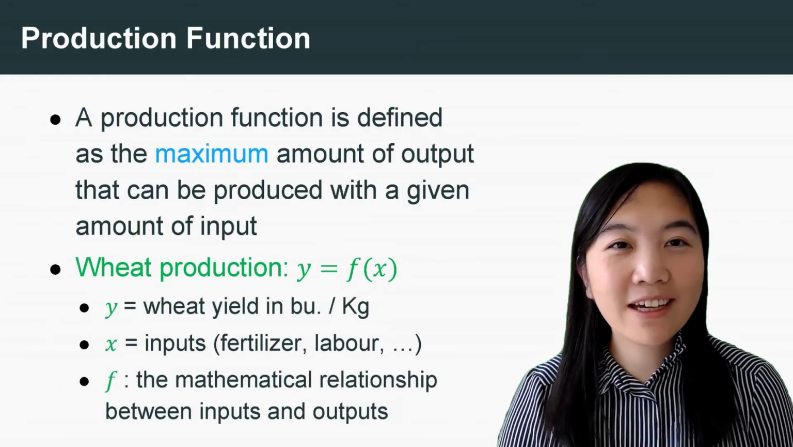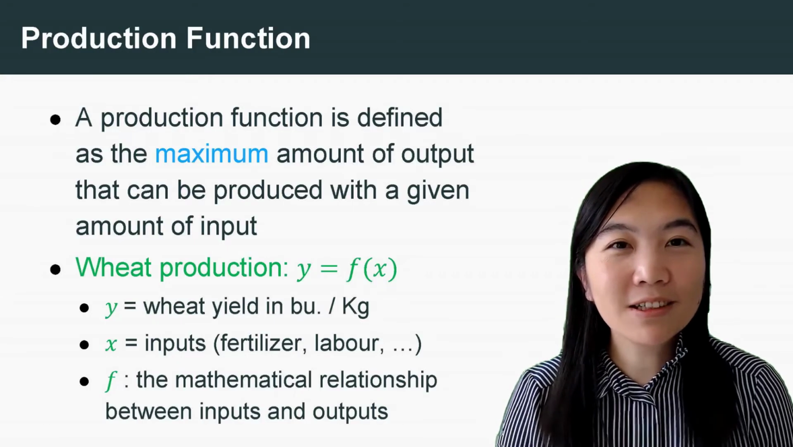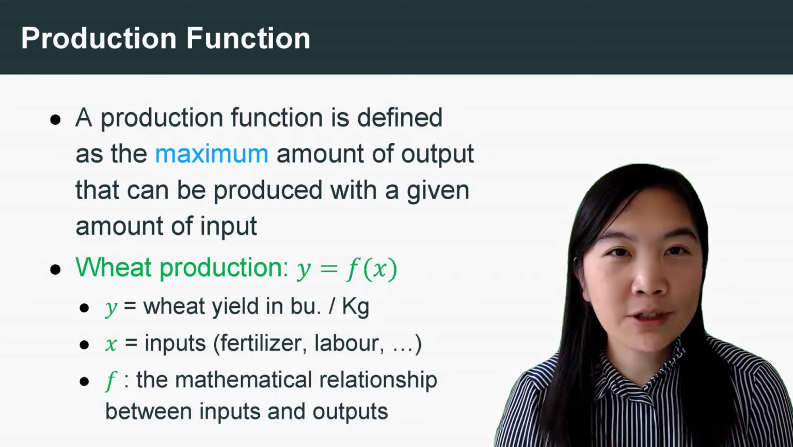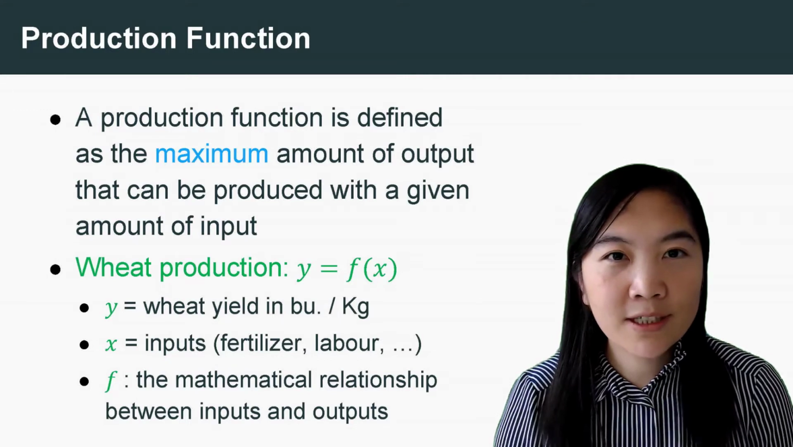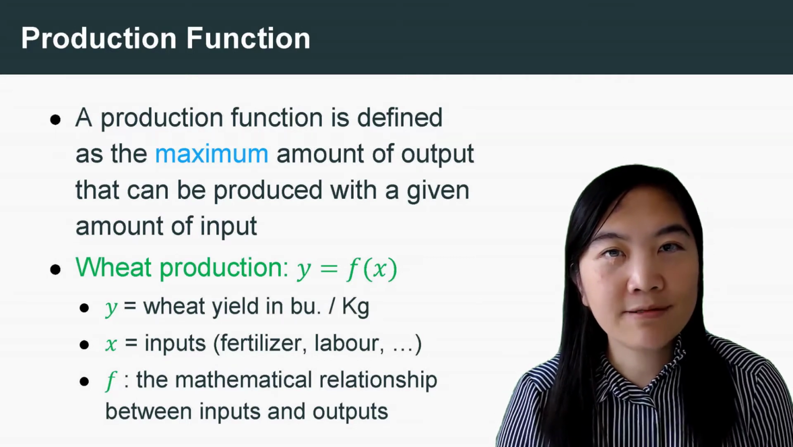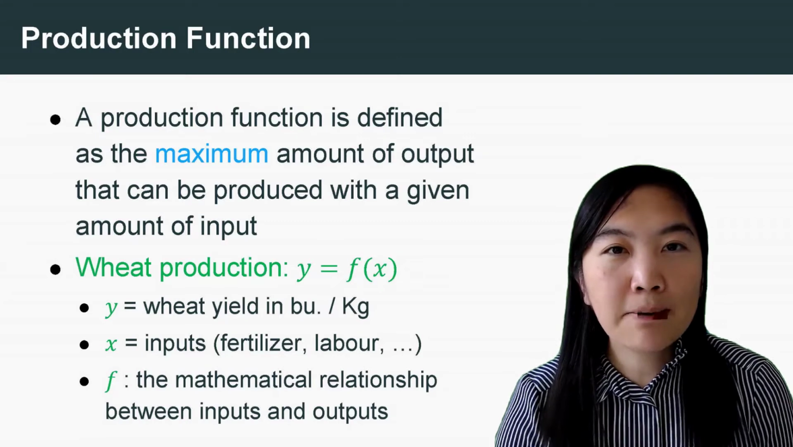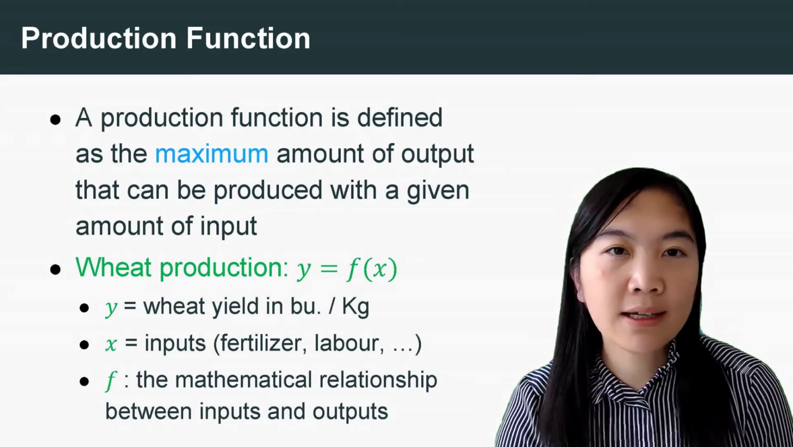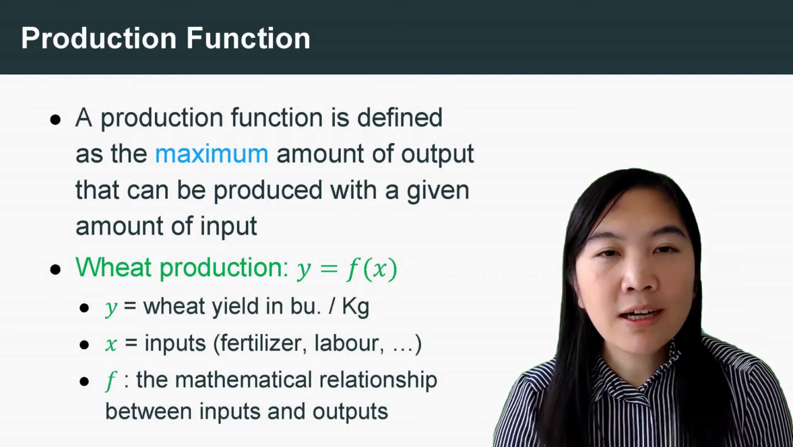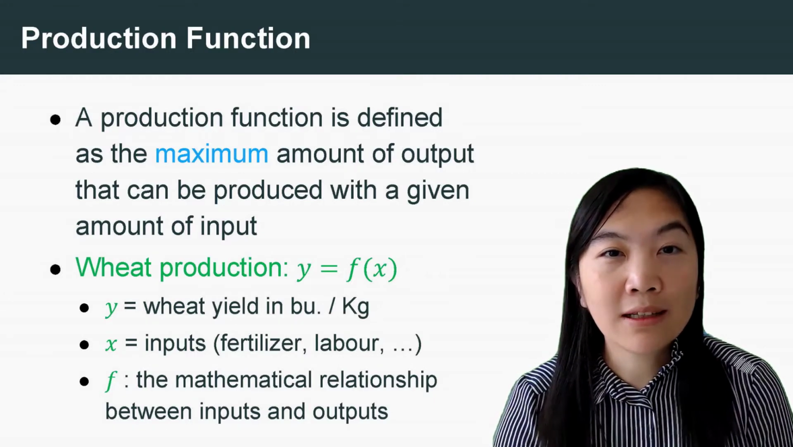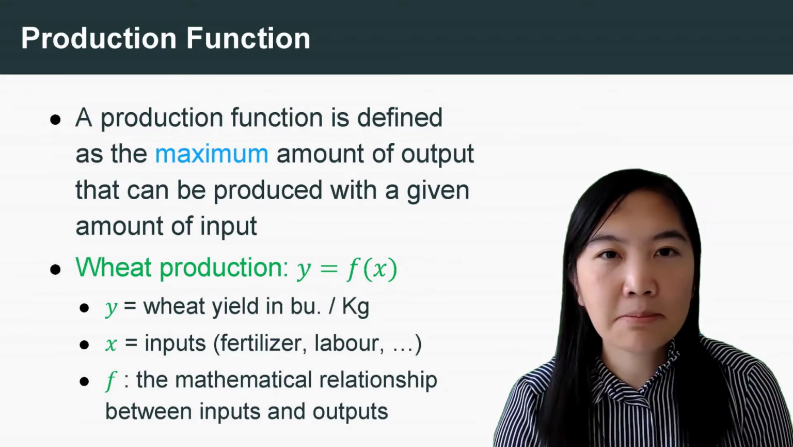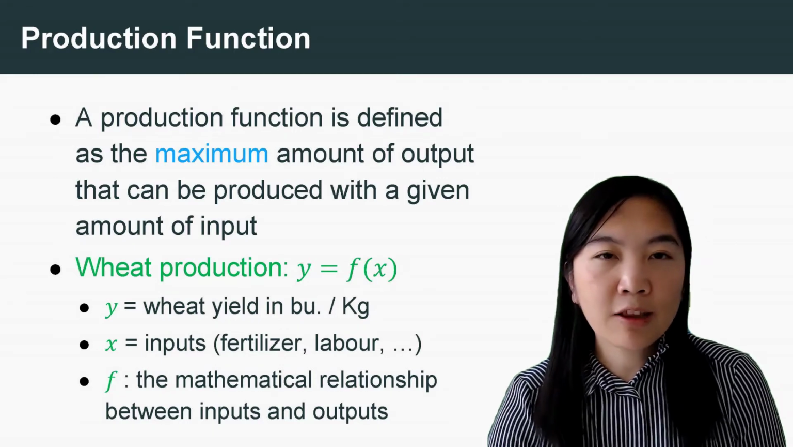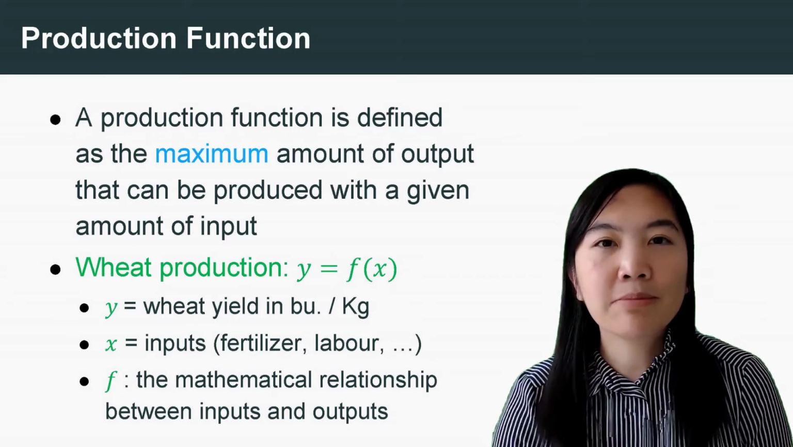Okay, finally we get to a production function. The third way of describing the production relationship is using a production function. Let me first define what the production function is. It's the maximum amount of output that can be produced with a given amount of inputs. I'm gonna explain in a little bit why I emphasize maximum here. But let's first, again, look at the example, which is the wheat production.